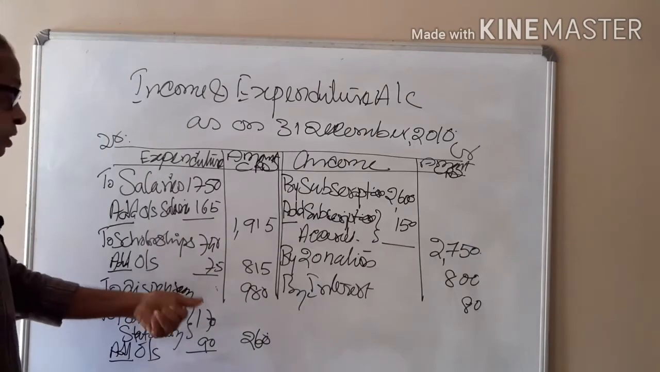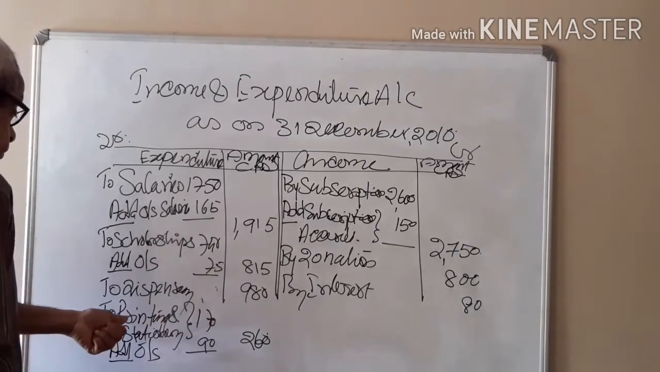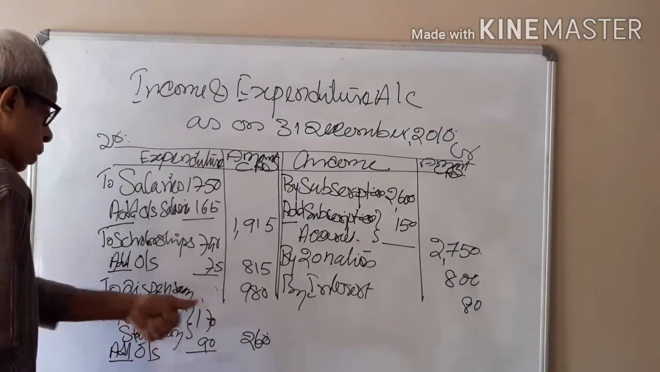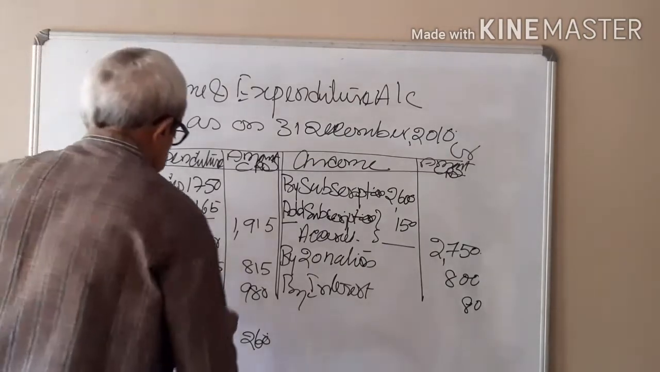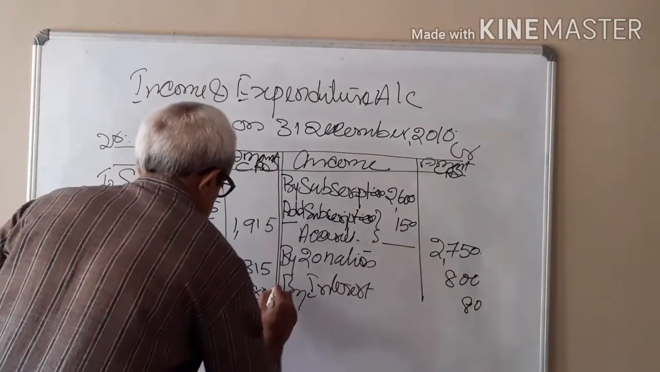Then dispensary charges is 918. Then printing and stationery is 170. Outstanding figure is 90. So total amount of printing and stationery is 260.